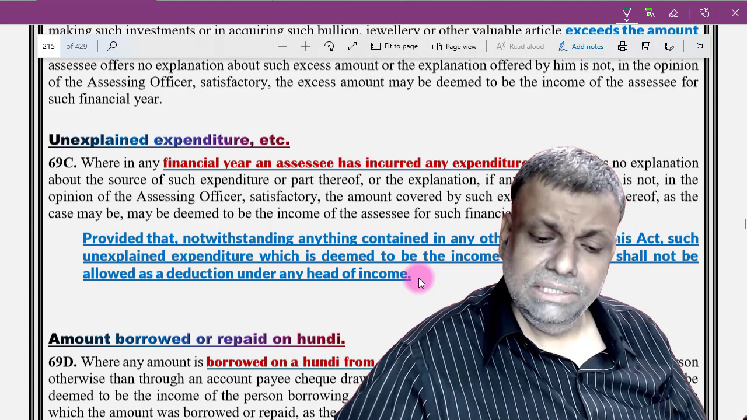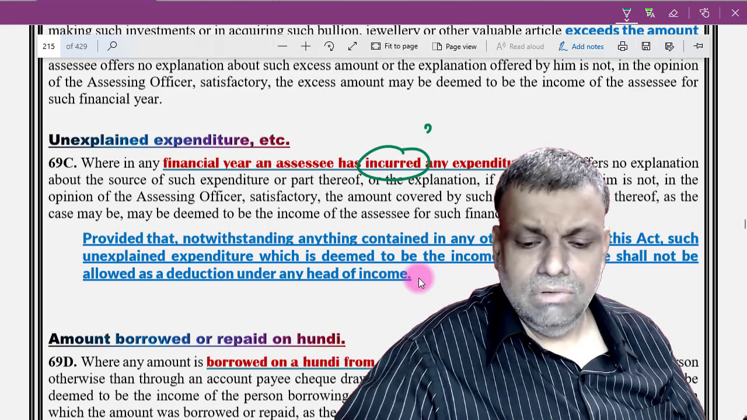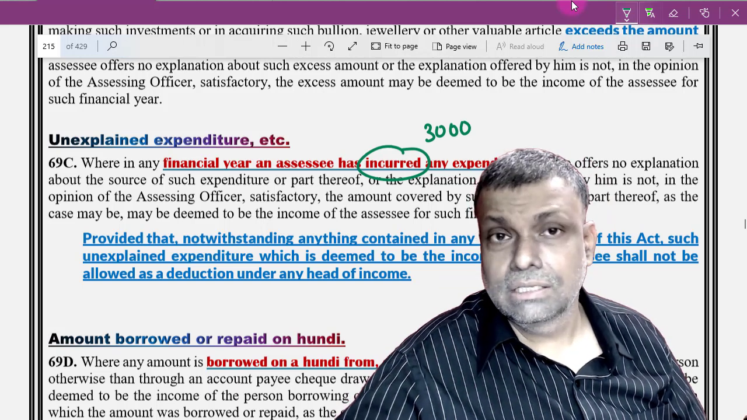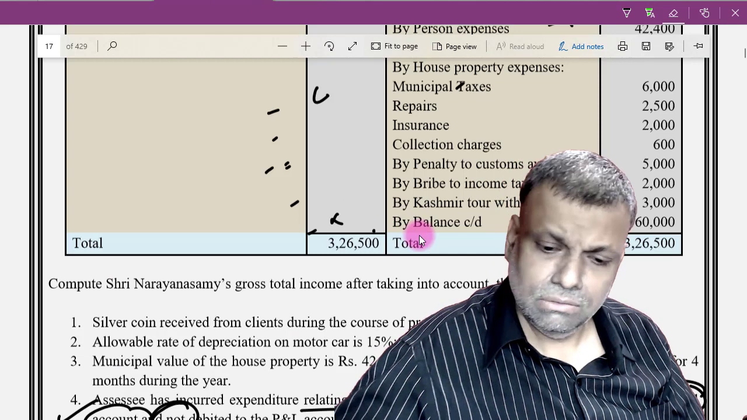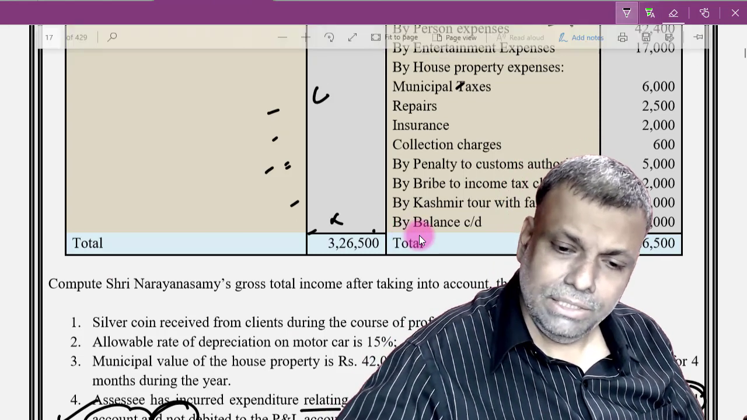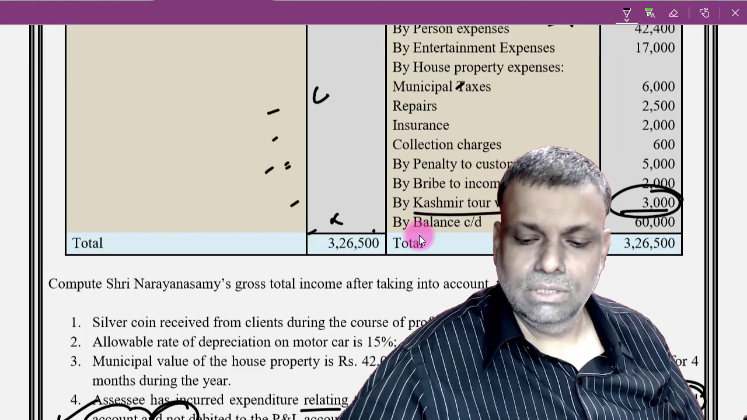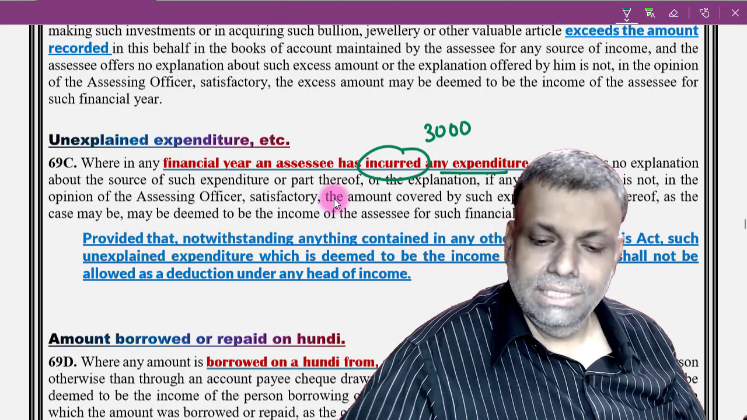Now 69C applies where the assessee has incurred any expenditure. In our question, he has incurred the expenditure of 3000 on that Kashmir trip. One second, let me check whether it is 3000 here. So the actual expenditure which the assessee is showing is 3000 rupees. Now you have already incurred an expenditure.